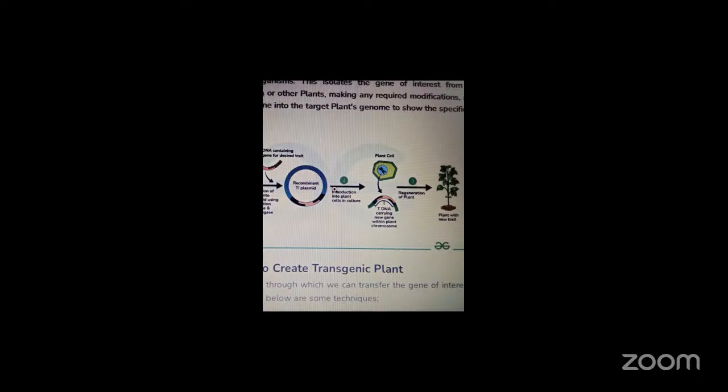Another method is the virus mediated gene transfer. The plant pathogenic virus is engineered in such a way that it carries the gene of interest, and when the virus infects the plant, the gene of interest gets expressed in the plant. Then polyethylene glycol transformation, that we call PEG. PEG is applied on the plant and results in disruption of the cell wall, allowing the foreign genetic material to get into the plant system.